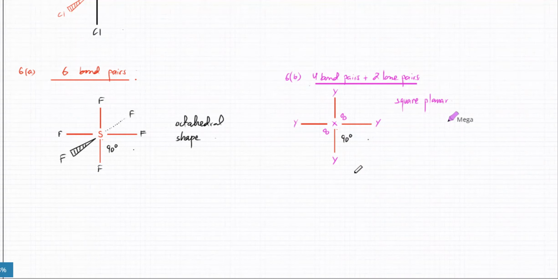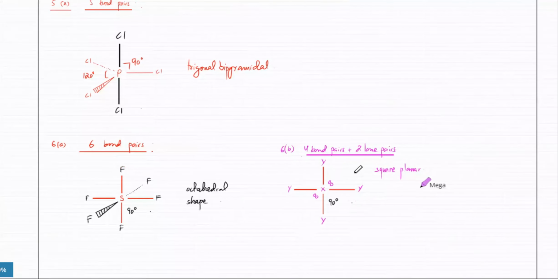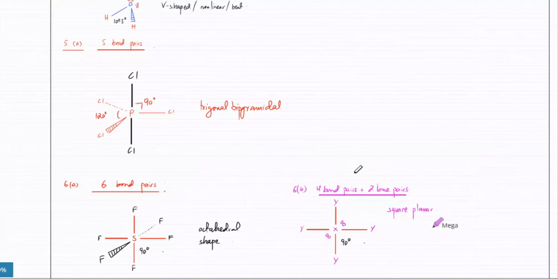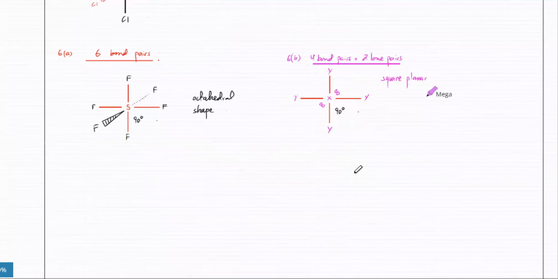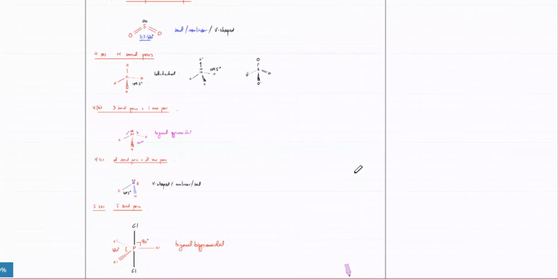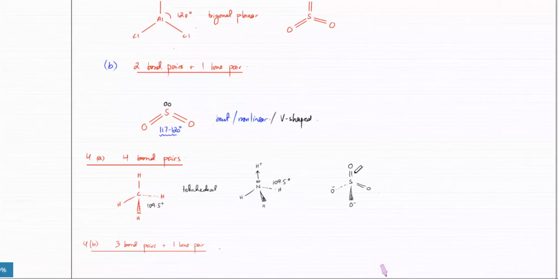Okay, so is this clear? This thing, how do you figure out the shape of a molecule? You just have to figure out how many lone pairs it's got and how many bond pairs it's got. Is that clear? Yes. Yeah. Yes. And you've got to remember most of this, especially the simple ones like tetrahedral.